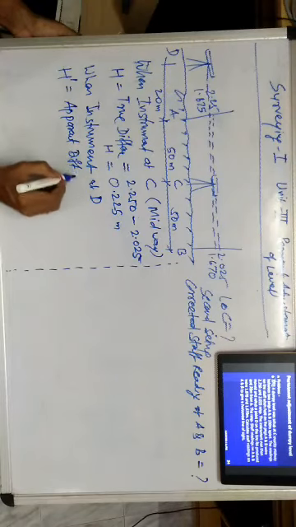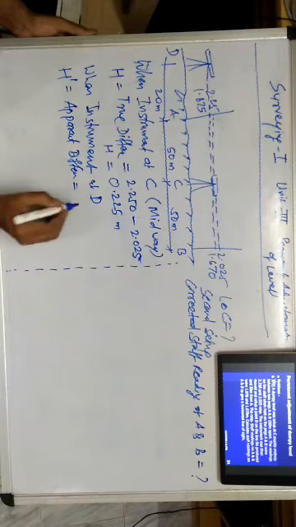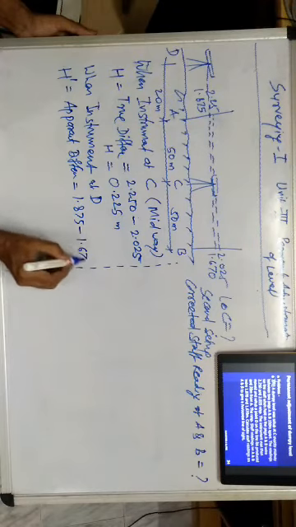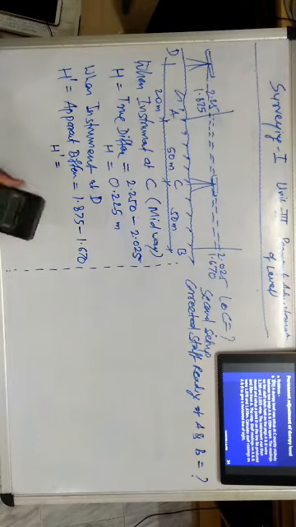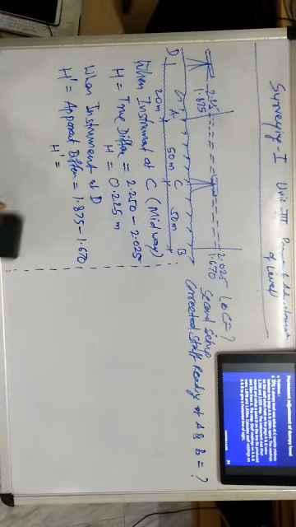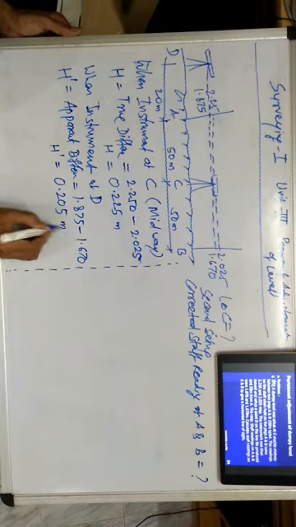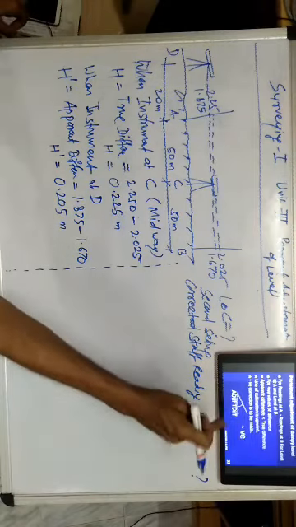The apparent difference between the staff readings is equal to reading at A, which is 1.875, minus reading at B, which is 1.670. So here we will get H dash. That value is 1.875 minus 1.670, and that will give you 0.205 meter.